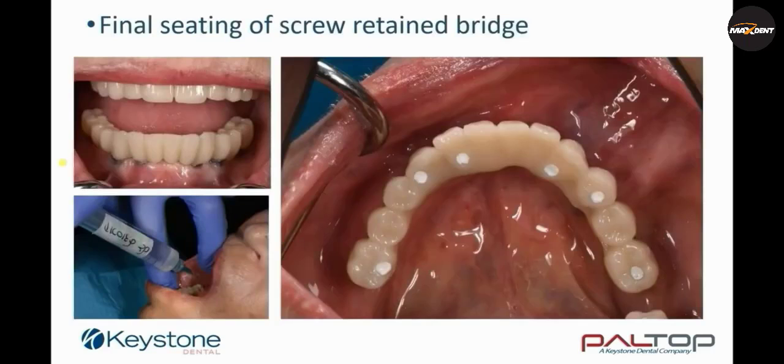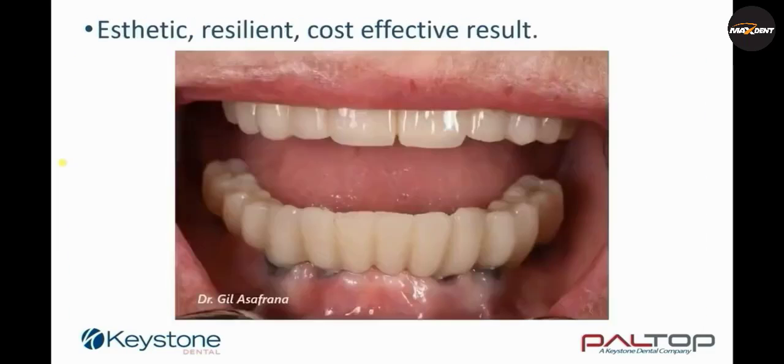Following the final seating of the screw-retained bridge, the screw access holes are sealed and the restoration is complete. The use of a hybrid composite with high tensile strength offered an aesthetic, resilient, and cost-effective result. Taking advantage of such a digital workflow is beneficial to the clinician, dental technician, and patient.